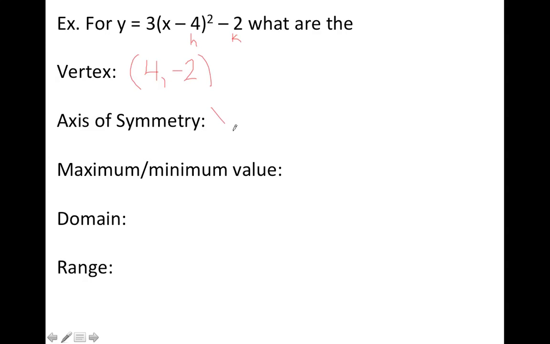Remember, axis of symmetry is always x equals. And since it's x equals, it's always going to be the same value as the x value of your vertex, so that would be 4.